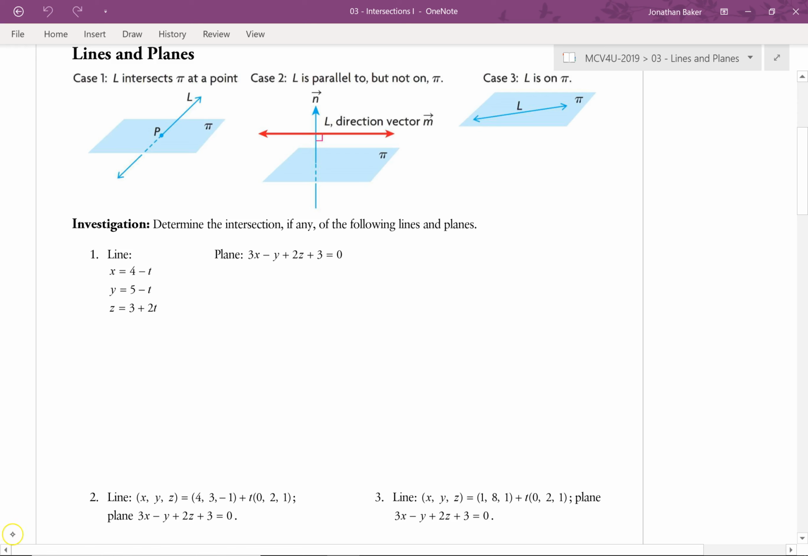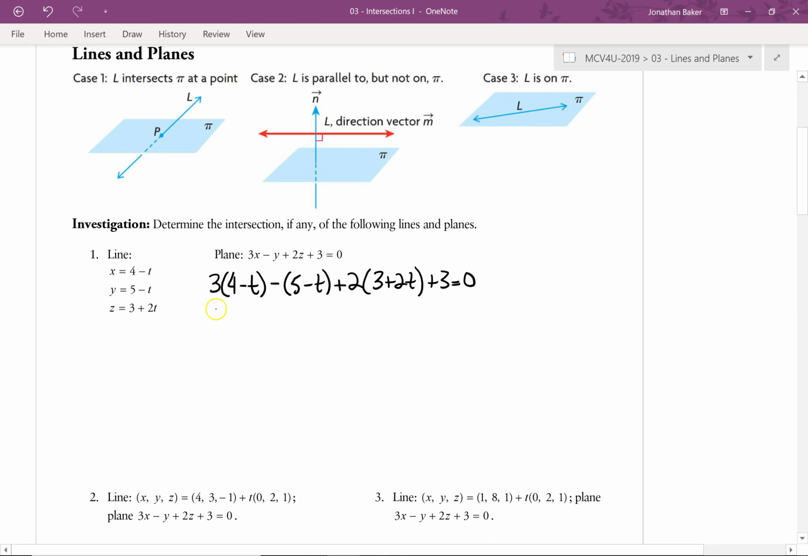So let's go ahead and do that. We get 3 times x, which is 4 minus t, minus y, which is 5 minus t, and finally plus 2z, which is 3 plus 2t, plus 3 equals 0. And you'll see now that what we have is an equation in terms of t. At this point, we need to solve this equation and figure out if there's a consistent value for t, if there's a parameter that we can use to determine the point on this line that coincides with the plane. So let's go ahead and do that.